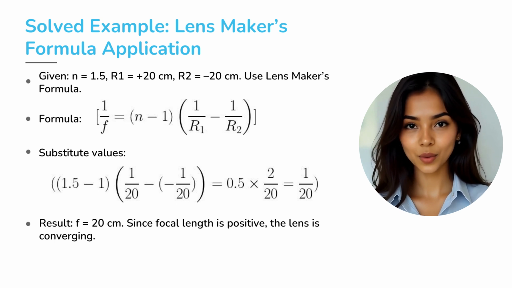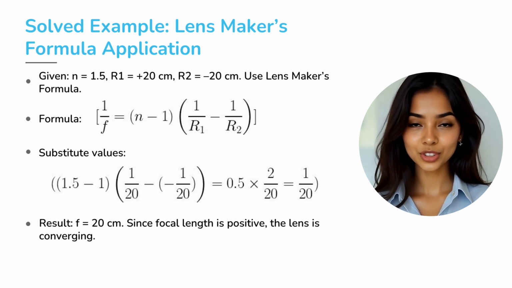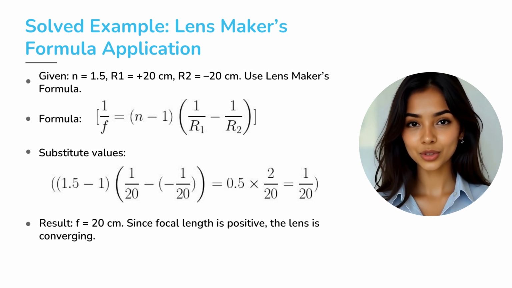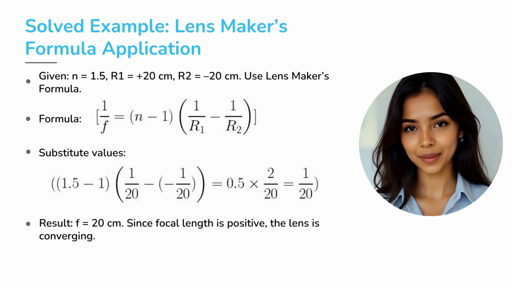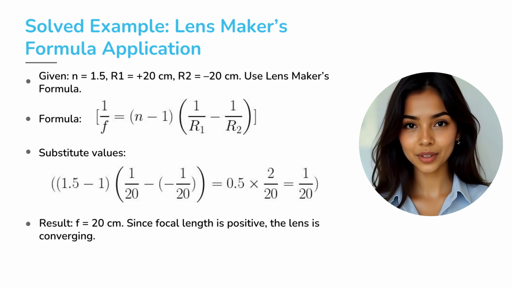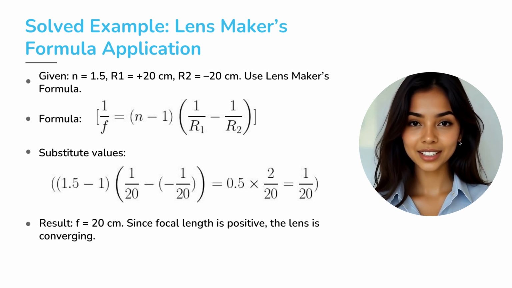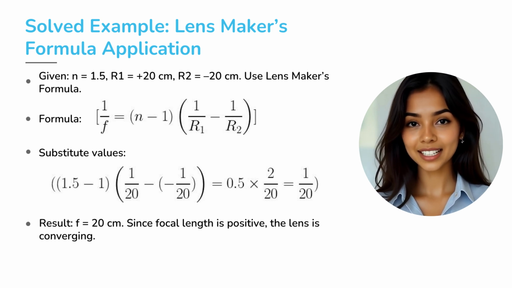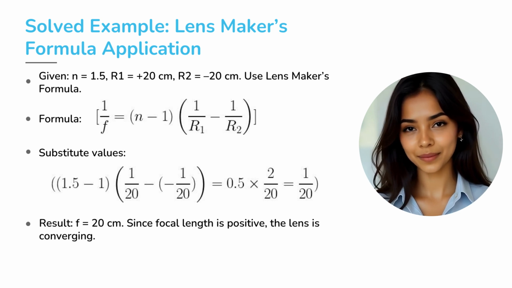Plug in the values. 1.5 minus 1 times 1 over 20 minus negative 1 over 20 equals 0.5 times 2 over 20, which is 1 over 20. So the reciprocal of focal length is 1 over 20, meaning the focal length f is positive 20 centimeters. A positive focal length confirms this lens is converging, bringing light rays together, just like your reading glasses. Knowing this formula helps lens makers create precise lenses for cameras, microscopes, and more.